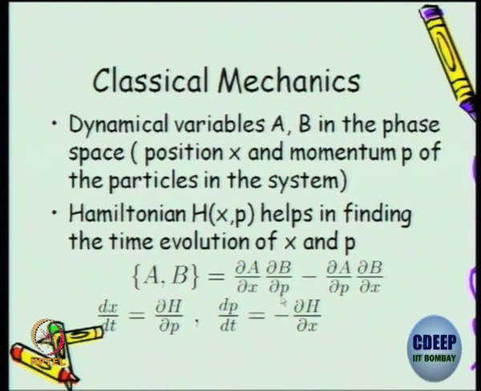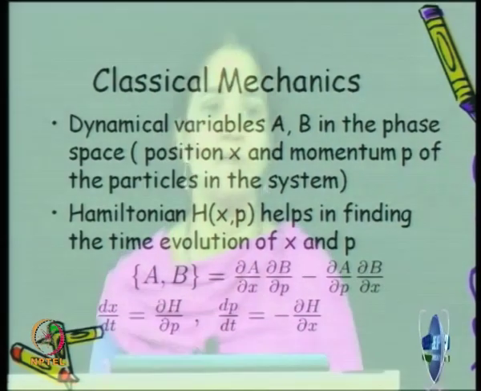I'm just trying to bring in some kind of a correspondence between a Poisson bracket, which is learnt in classical mechanics, and the commutator in quantum mechanics. That's the main motivation why I'm comparing and contrasting classical mechanics with quantum mechanics. Okay, so this is the formal definition of this Poisson bracket.